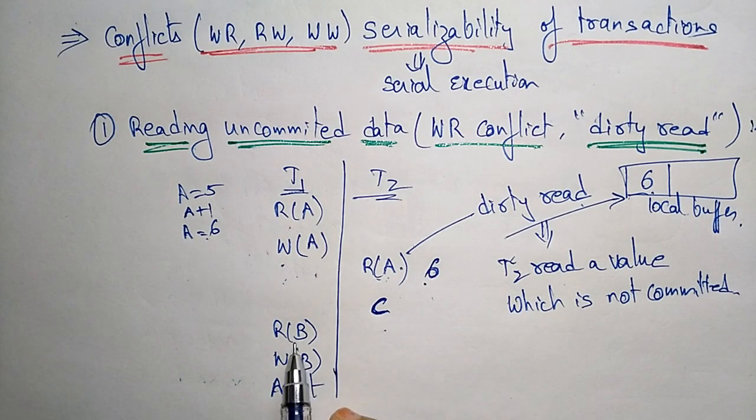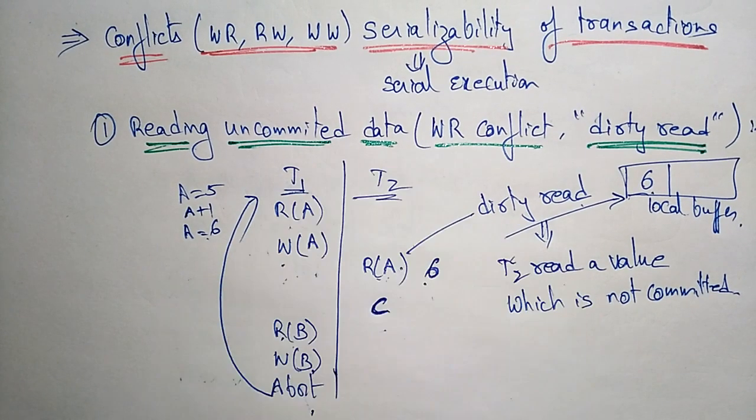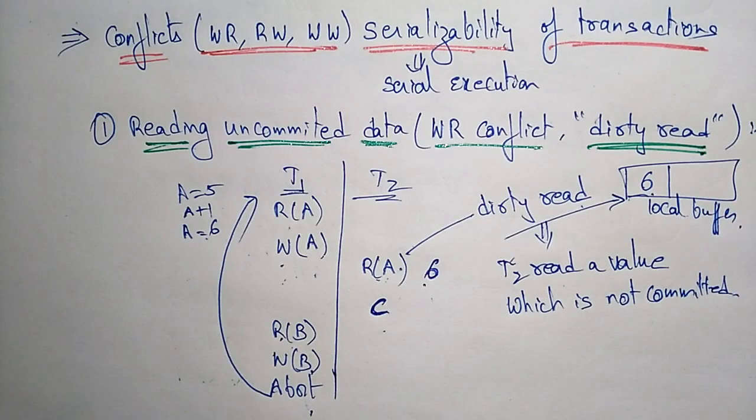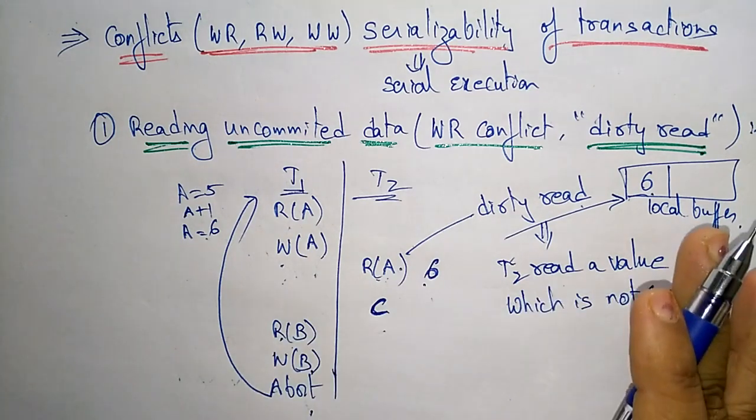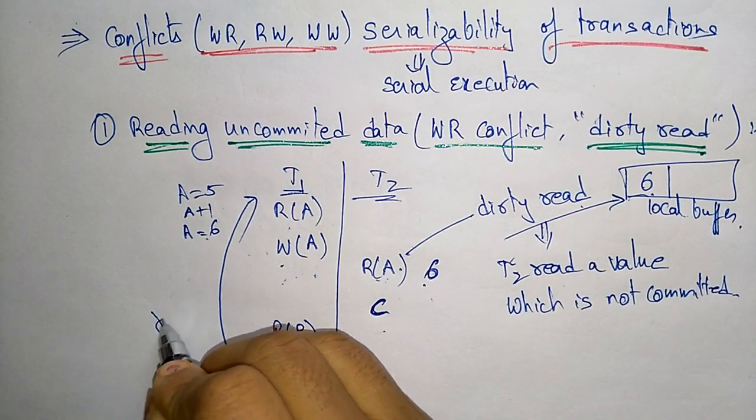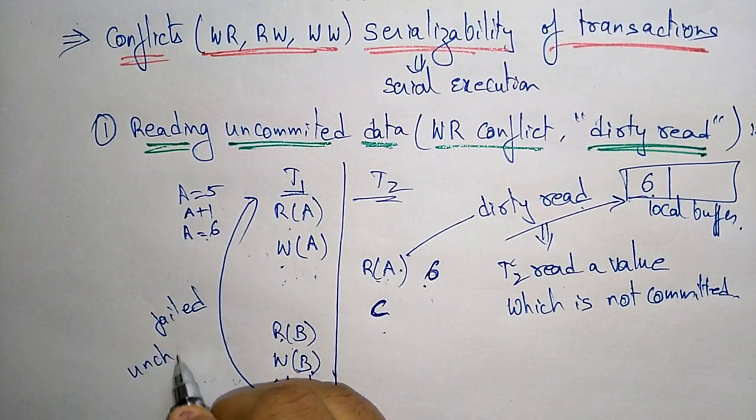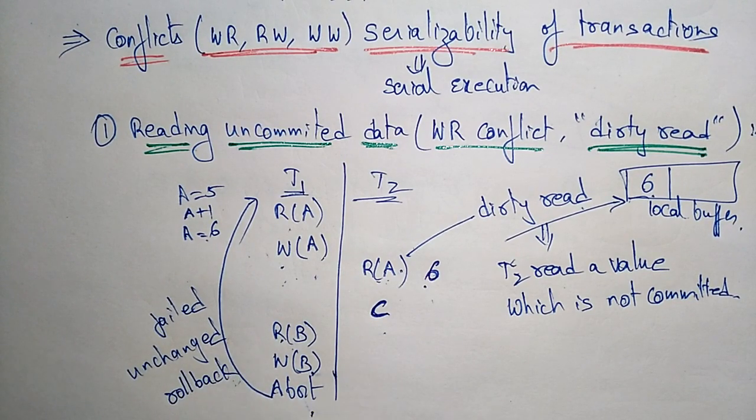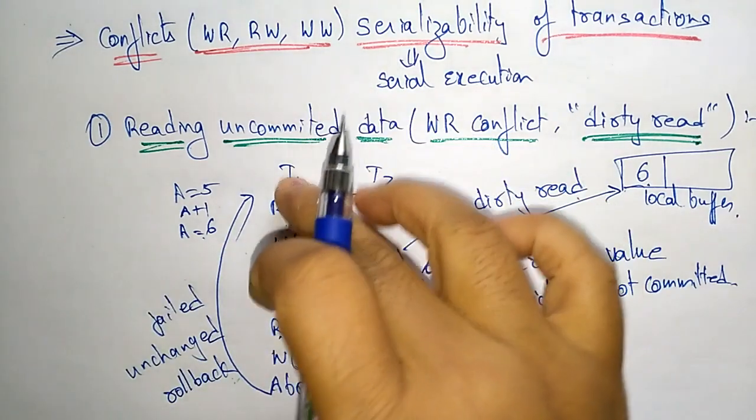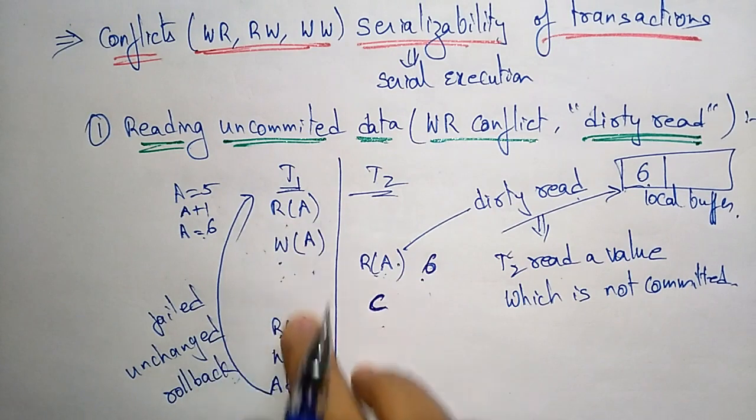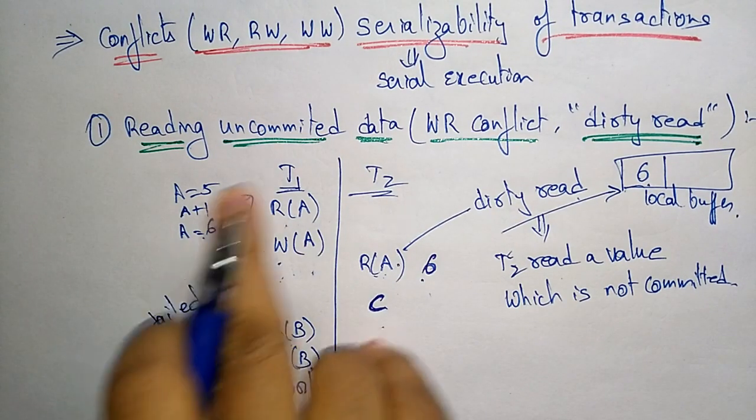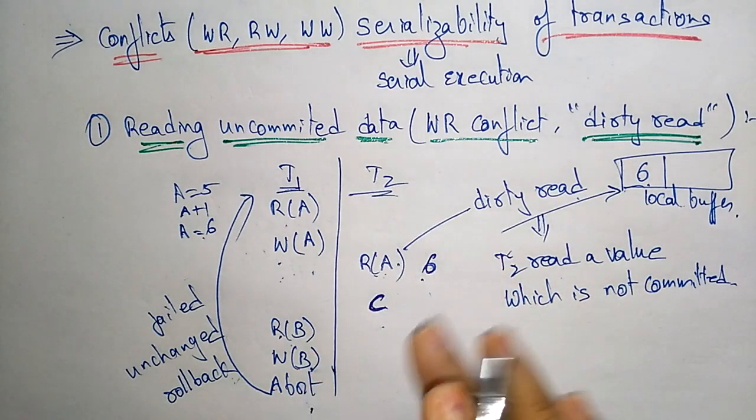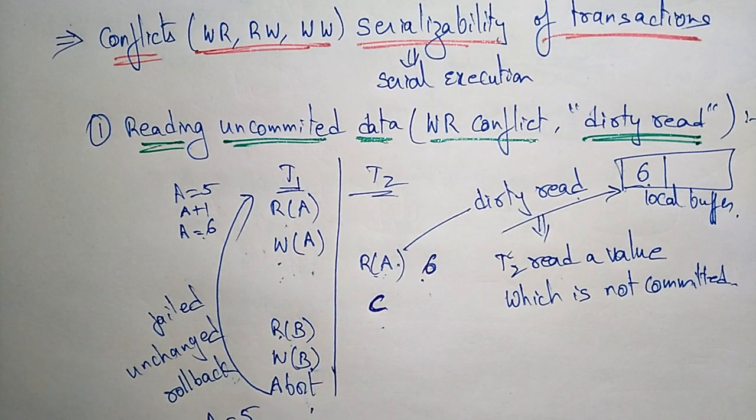Now the T1 transaction is still not completed. It is reading value B and writing B, and it is aborted. Whenever the T1 transaction is aborted, all the transactions, whatever it has done, remain unchanged, meaning it is rolled back. Whenever the condition is aborted, all the transactions done up to now, A 5, 6, will be aborted, will be rolled back, and again the values whatever were there previously will be restored. That is, now the A is 5.